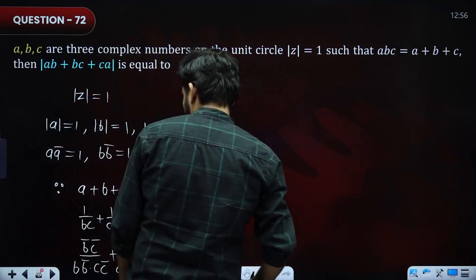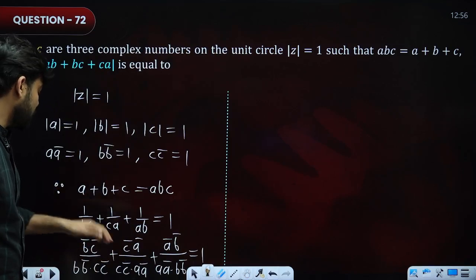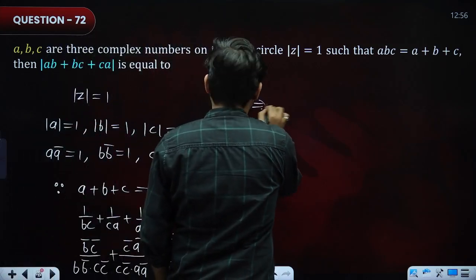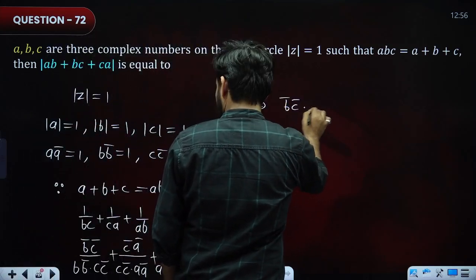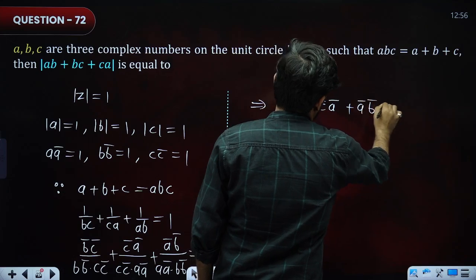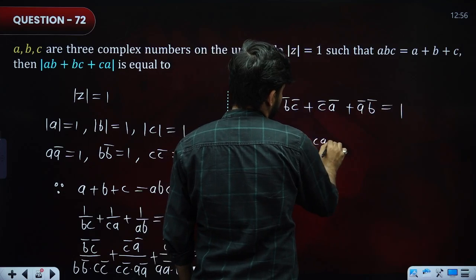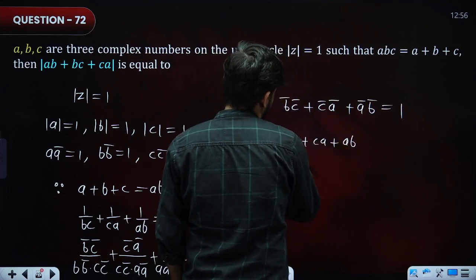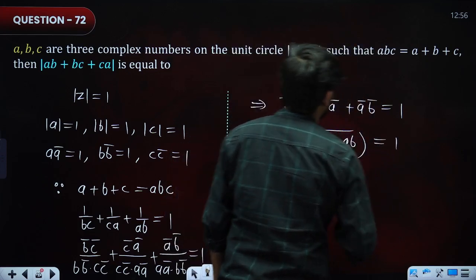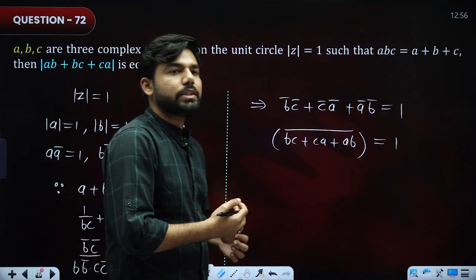Okay, now because we know that B into B bar equals 1, C into C bar equals 1, similarly C into C bar, A bar all equals 1, so we can write B bar C bar plus C bar A bar plus A bar B bar equals 1. So we can write it in the form of (BC plus CA plus AB) whole bar, which means whole conjugate, equals 1. Okay, I hope you understand this.